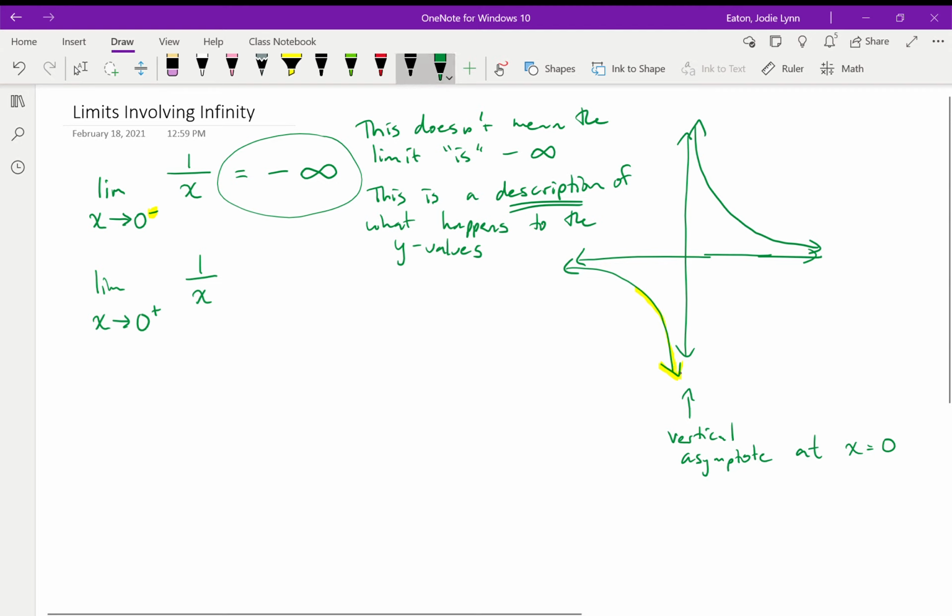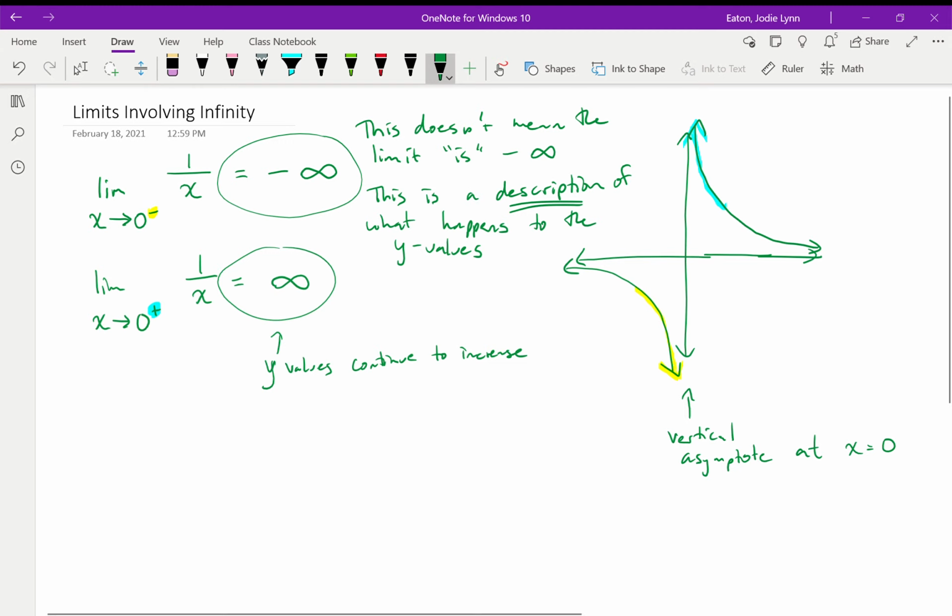Similarly, as we approach 0 from the positive side, so we're approaching 0 plus, we are going up, and the y values are continuing to get bigger and bigger. So we're going to say that this equals positive infinity, but again, this doesn't mean that the limit is equal to positive infinity. So this says y values continue to increase. The closer and closer we get to 0, the more and more they increase. Again, it's a descriptor. We are not saying it is equal to the number, but it is useful because it tells us something about what's happening with the graph.